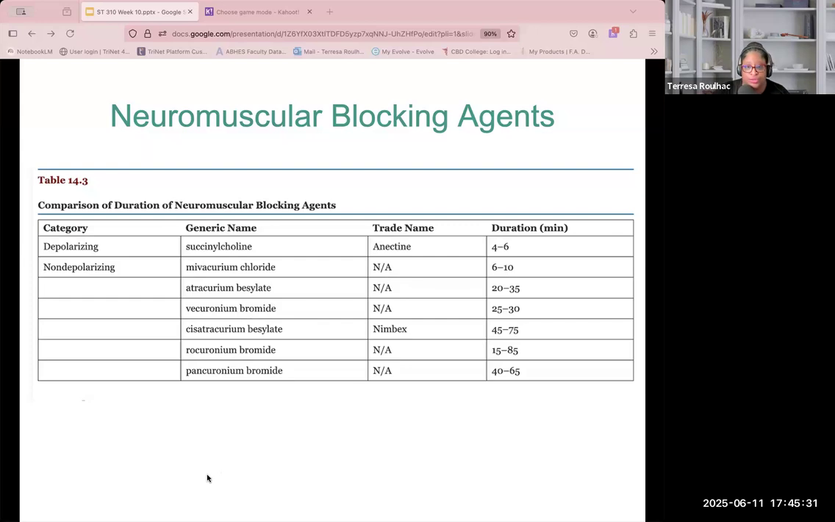Now, how do we choose between a depolarizing or non-depolarizing? Well, we're good because we're scrubbed in. But the anesthesiologist is going to look at pharmacological properties like the duration and the onset of action, like when it's going to start to kick in, looking at the case and figuring all that out.